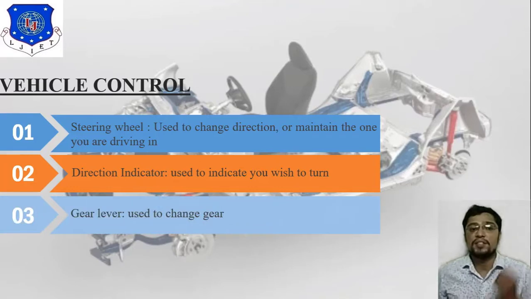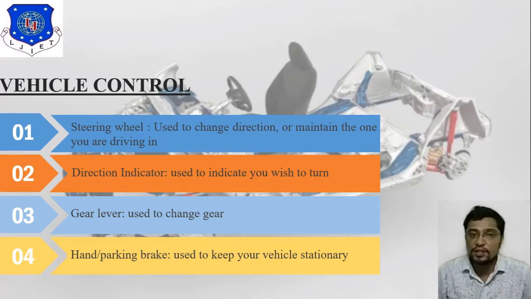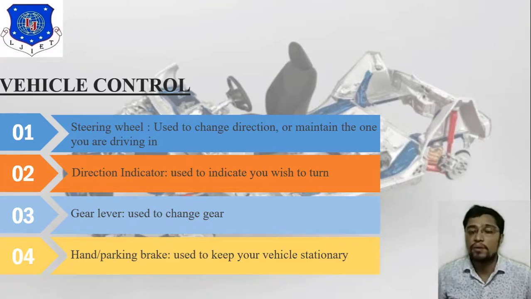Third is the gear lever. It is used to change the gear. Fourth is the hand parking brake. It is used to keep your vehicle stationary. This is vehicle control, with different examples. In this slide, I have taken 4 examples: first, the steering wheel; second, the direction indicator; third, the gear lever; and fourth, the hand parking brake. Move forward to the next slide.